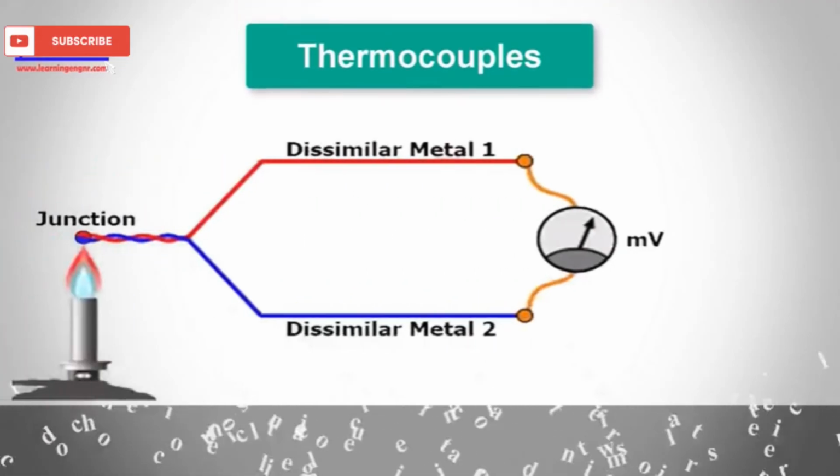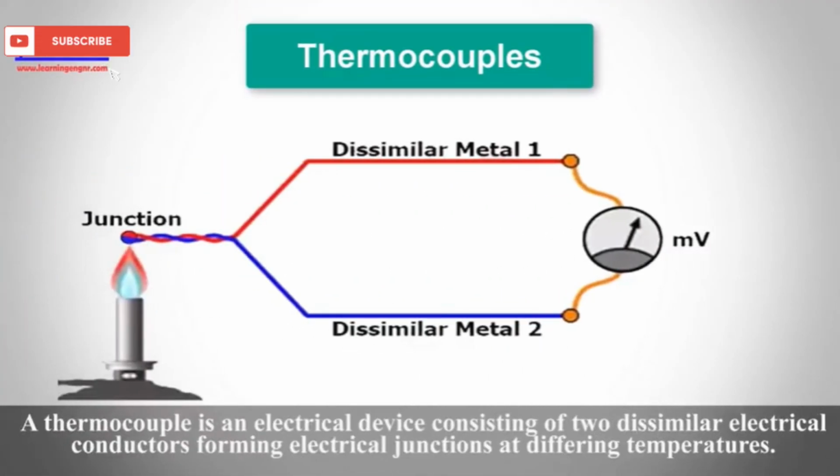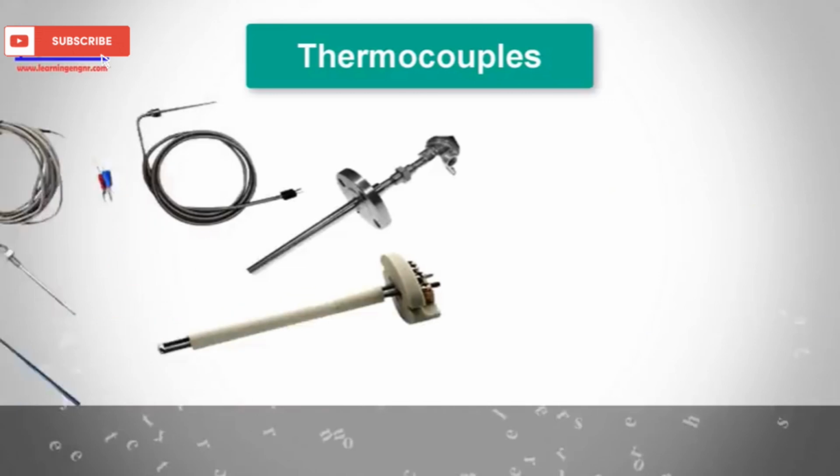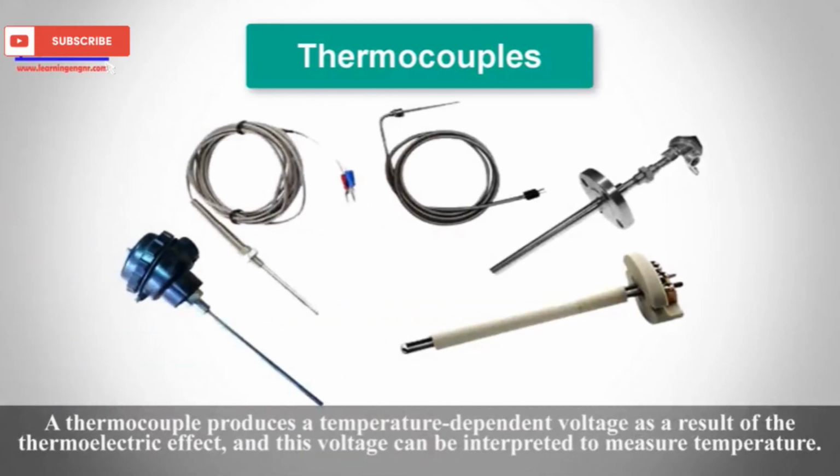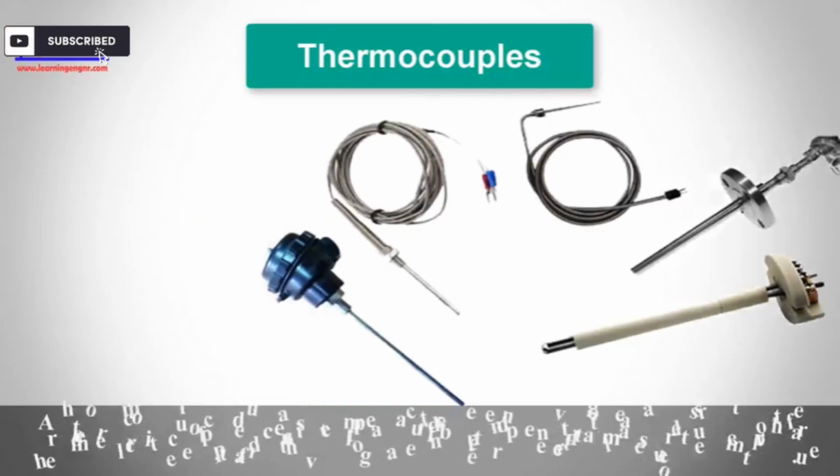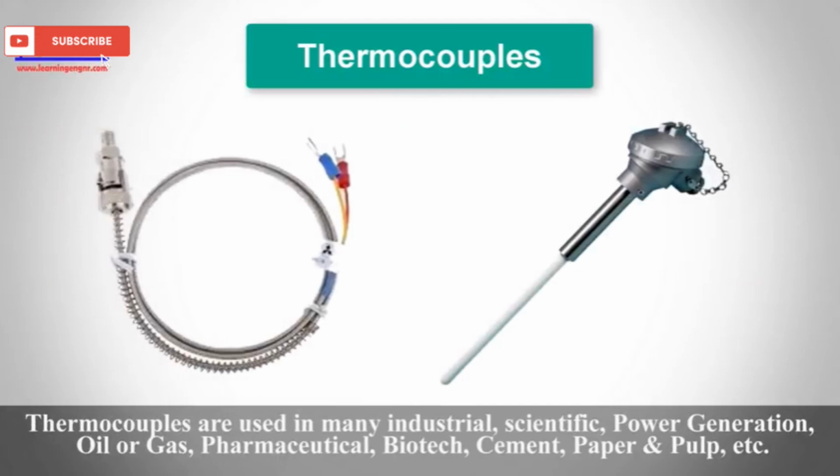Thermocouples. A thermocouple is an electrical device consisting of two dissimilar electrical conductors forming electrical junctions at differing temperatures. A thermocouple produces a temperature-dependent voltage as a result of the thermoelectric effect, and this voltage can be interpreted to measure temperature.